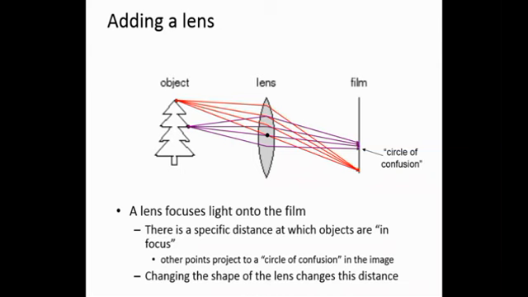So as a result, there's some specific distance due to the lens at which objects are in focus. And so in this illustration, the red point is in focus. So the lens will focus everything onto the film at exactly the same point. But the purple point is not in focus. And so the lens focuses it over some area of the film. And that's called the circle of confusion. It determines how blurry that point will be, because instead of all the light focusing onto one pixel, it's focusing onto some small set of nearby pixels.